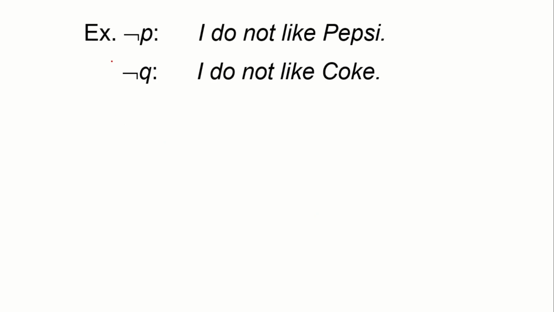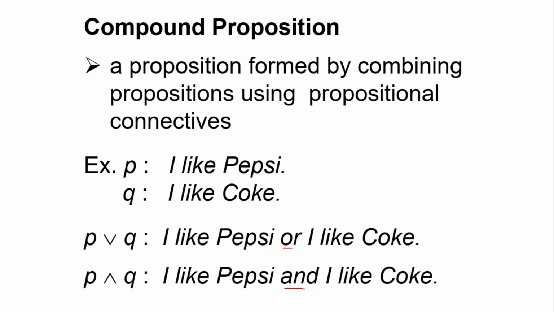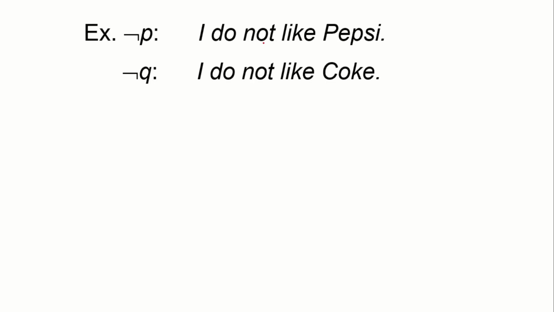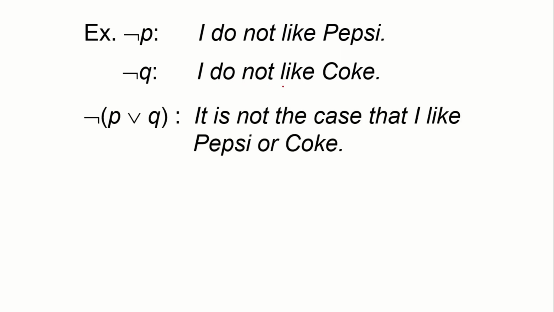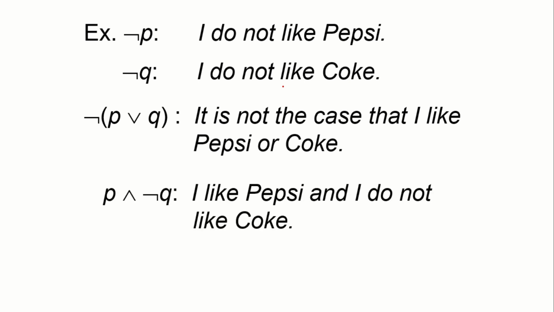Okay, this is just a negation. So P is I like Pepsi, so the negation is I do not like Pepsi. And the negation of the other one is I do not like Coke. So if we have this, it is not the case that I like Pepsi or Coke. So this is AND: I do not like Pepsi and I do not like Coke.